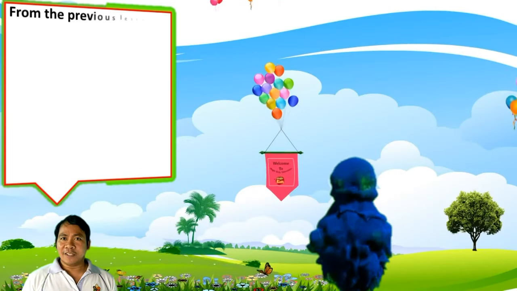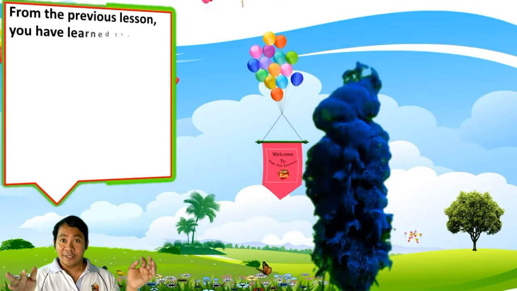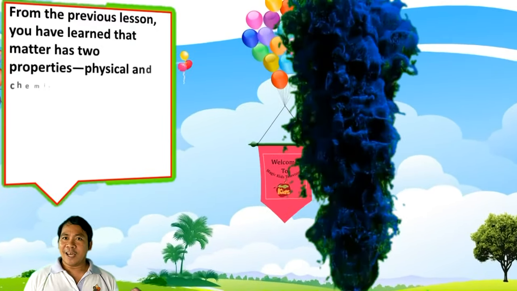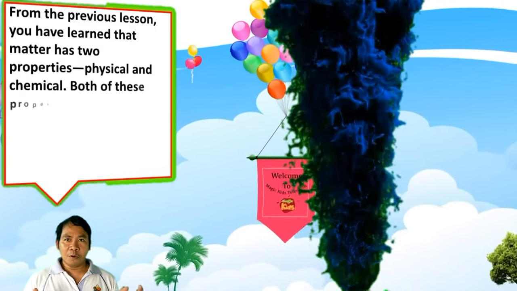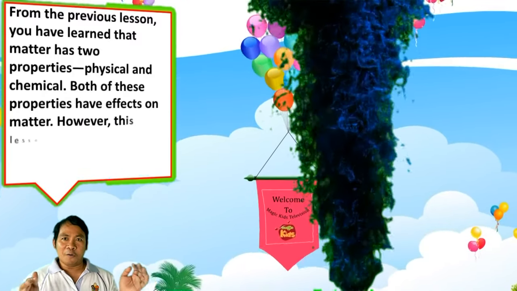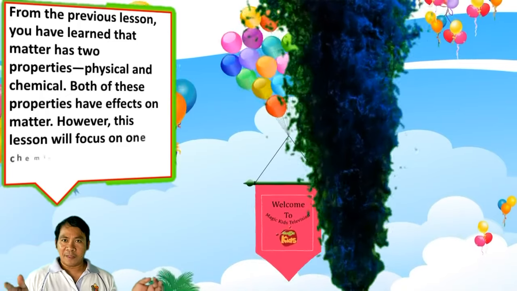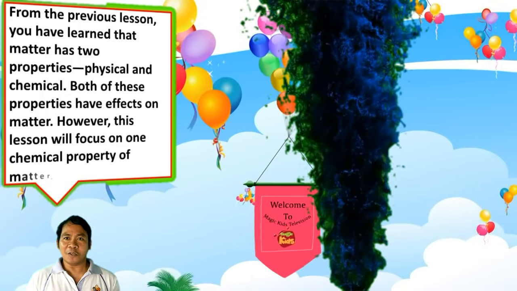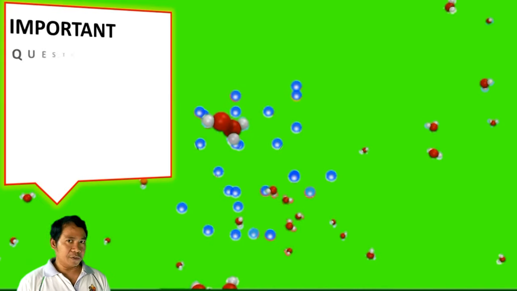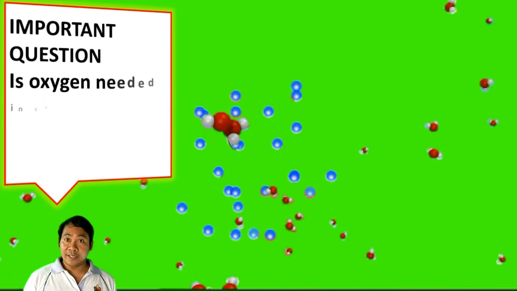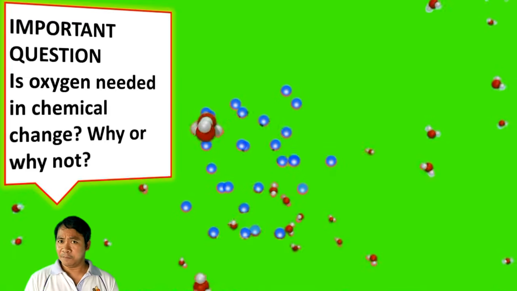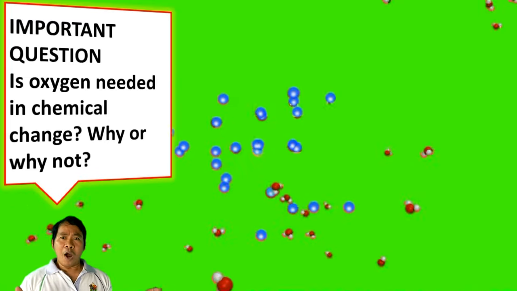From the previous lesson, you have learned that matter has two properties, physical and chemical. Both of these properties have effects on matter. However, this lesson will focus on chemical property. Important question: is oxygen needed in chemical change? Why or why not?